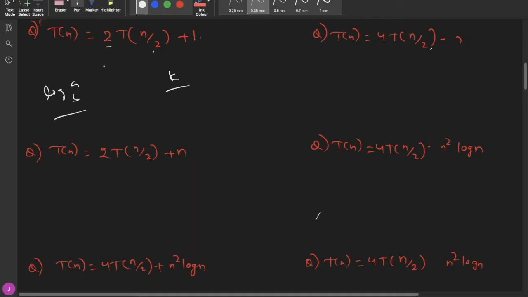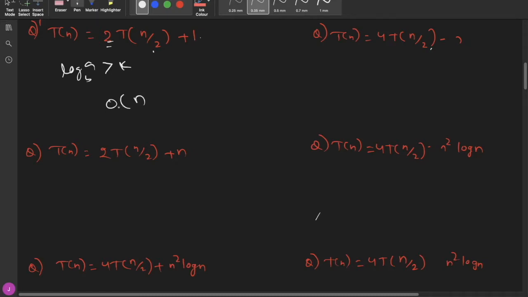Log a base b value is 1 here because a value is 2 and b value is 2. So log 2 base 2 is 1. Here k value is 0 because n power 0 is 1, that's why k value is 0. The left side is more stronger than the right side because log a base b value is greater than k value. So left side is stronger. So what we will be doing, we will be just making that the left side is stronger.